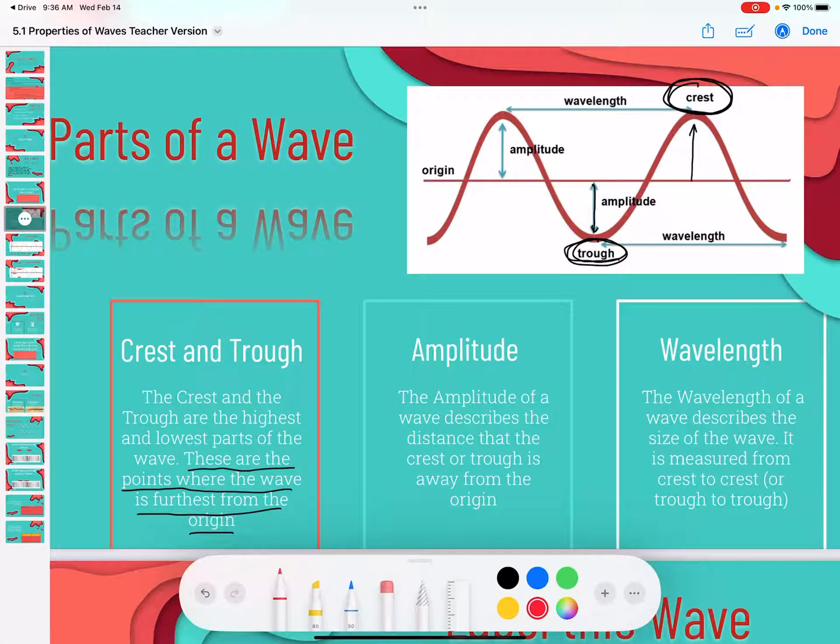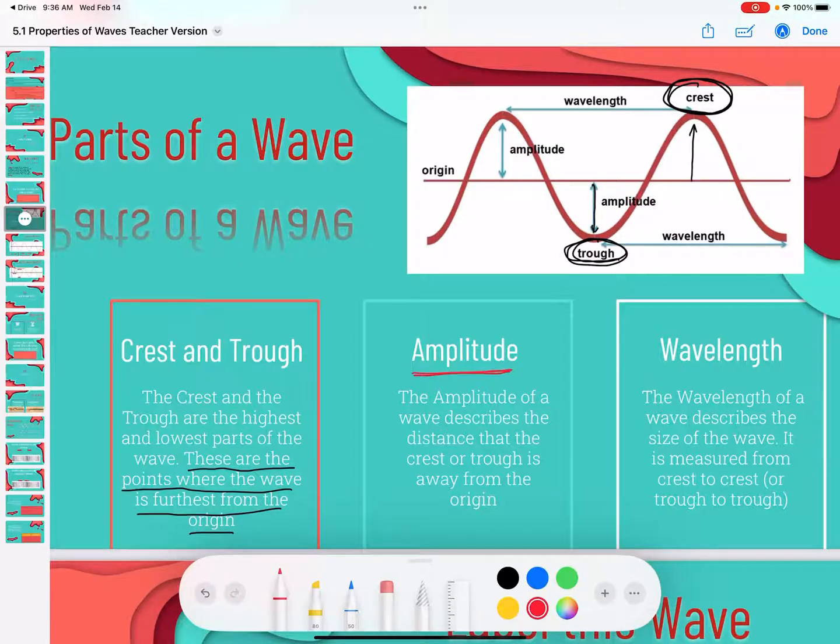amplitude. So the second idea that you should be able to identify is the amplitude. And the amplitude tells me how tall the wave is, or how big the wave is. And so I'm looking at the distance from the origin all the way to either a crest or a trough. That's going to be our amplitude. In some things like a sound wave, amplitude tells us about the volume of a wave.